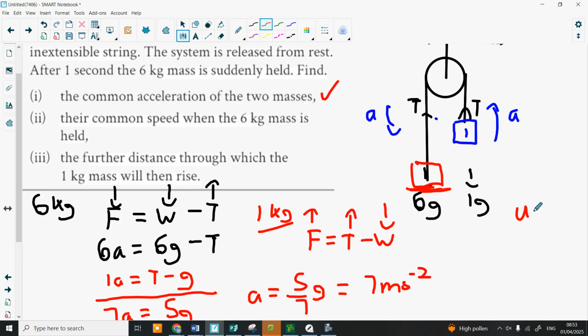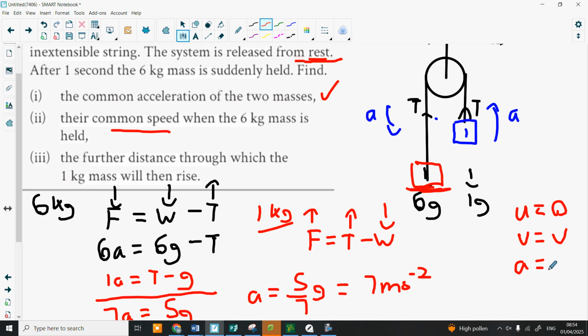So we're going to use UVAST. What's our U value? The system is started from 0. Our V value? That's what we're after. We're after the common speeds. However fast the 6 kilogram mass is moving, the 1 kilogram mass is moving the same speed. Gotcha? Okay, so we're after V.